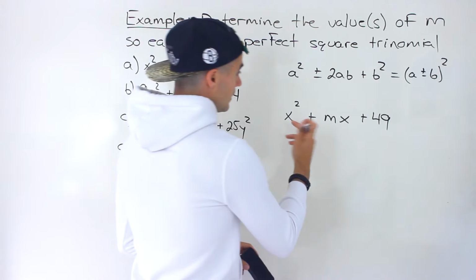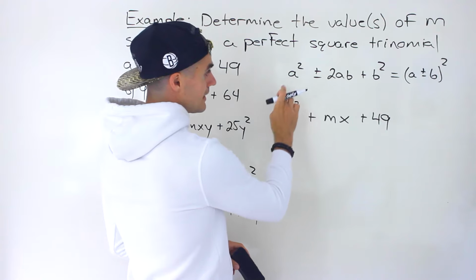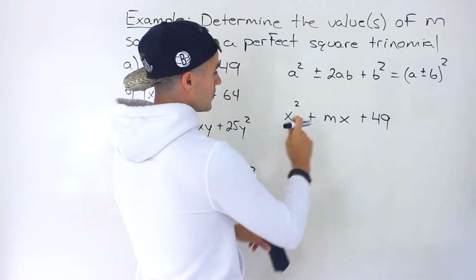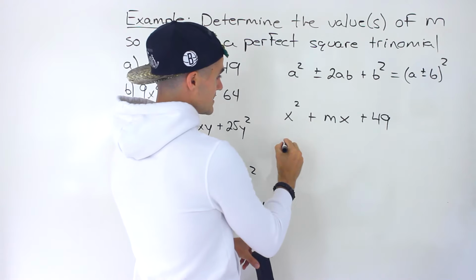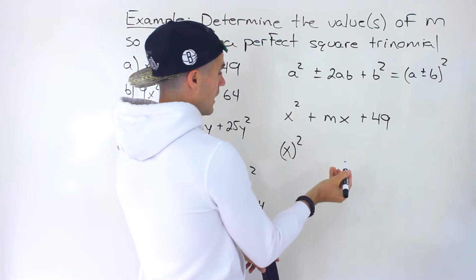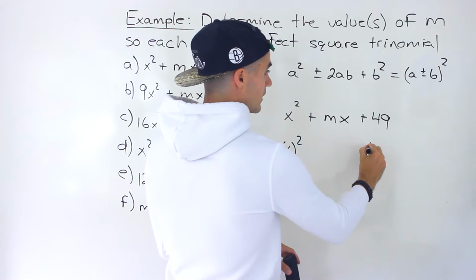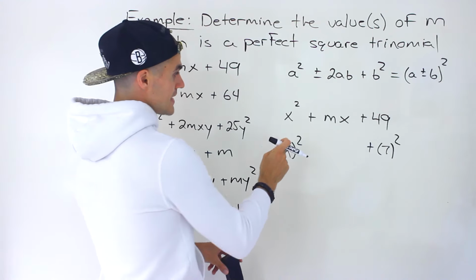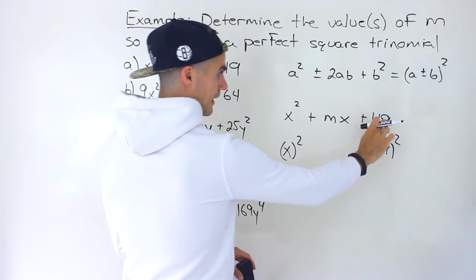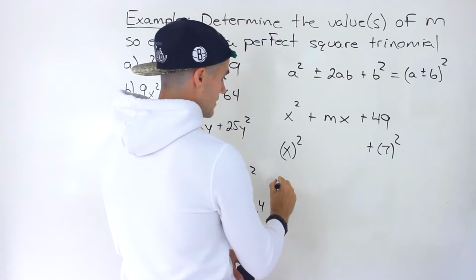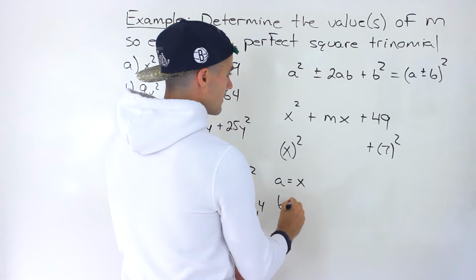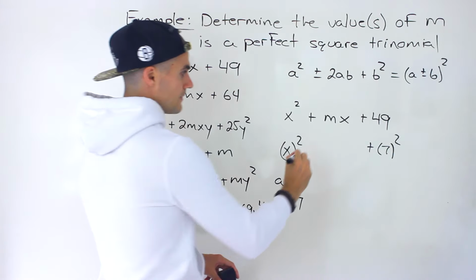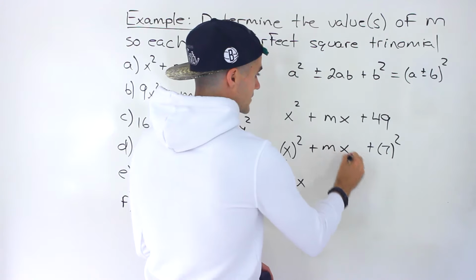So from here, notice that we can get the a and the b value because we have the n values. The unknown is in the middle. So this x squared, it's already in this a squared format, which is nice. And then this 49, we can rewrite as 7 squared like that. And so we could tell that the a value in this expression is x, and then the b value is this 7 over here.